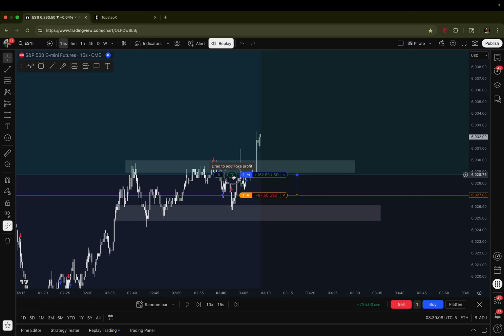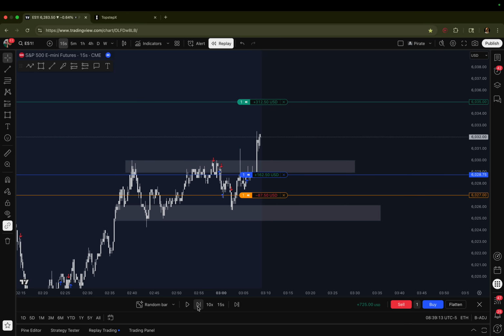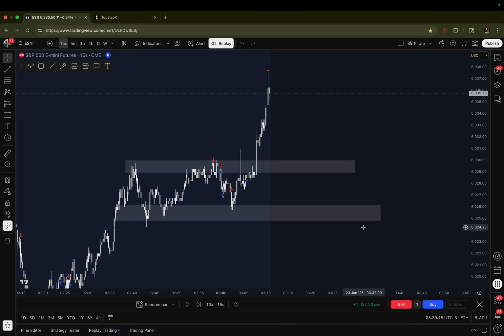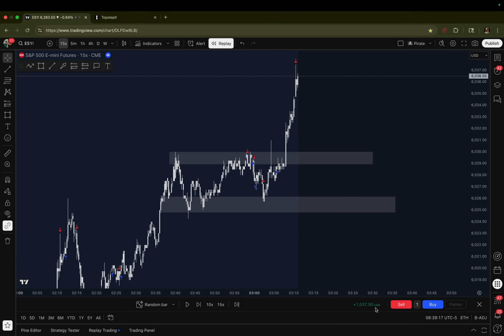So we did get the breakout. I'm going to set the profit target around $300 just because that's what we would need to get to the growth target. And it goes and hits the profit target. All right, so now we've made $1,000 here.